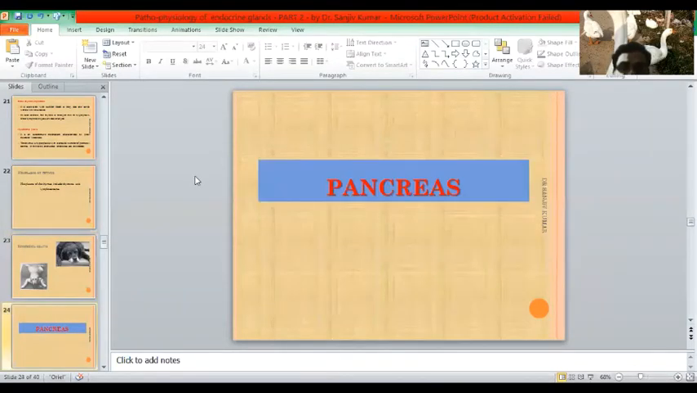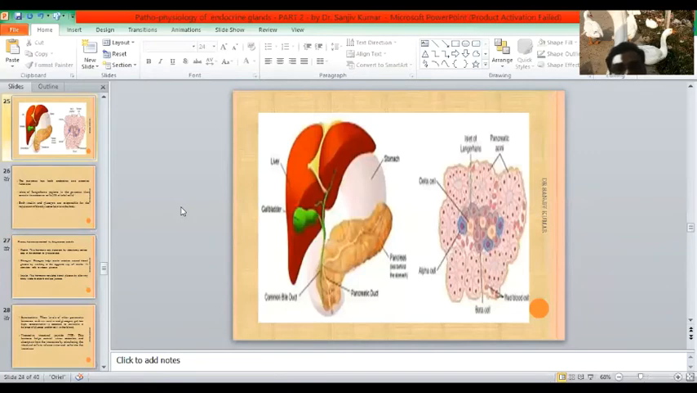One more important gland is the pancreas. Related to the pancreas, you know its location. It is located in the loop of the duodenum, and only about 5% of the cells of the pancreas are responsible for endocrine function. So the pancreas holds a dual position. It secretes both enzymes and hormones. It is both exocrine and endocrine in nature.